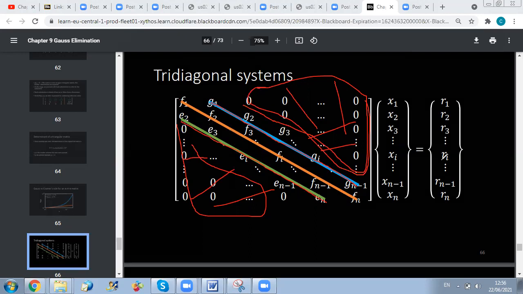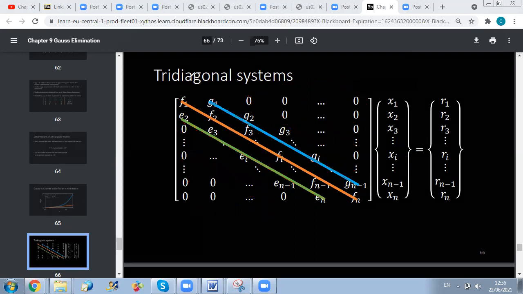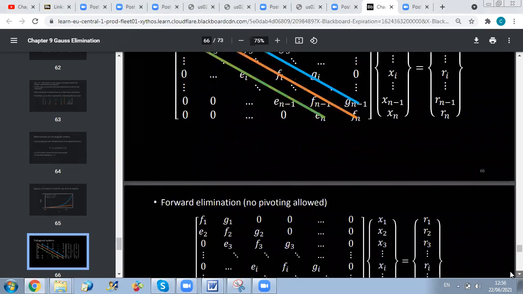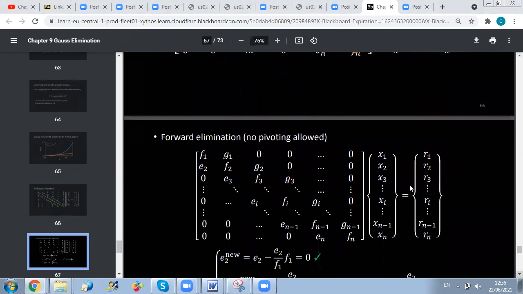If you want to solve this system, we have first, if we use the forward elimination technique. Here we don't do pivoting. Why don't we do pivoting? Because the structure is already very good. We desire this structure, which has zeros everywhere except on this short band. So in this case we don't do pivoting at all. We just do forward elimination. And the forward elimination is very simple.